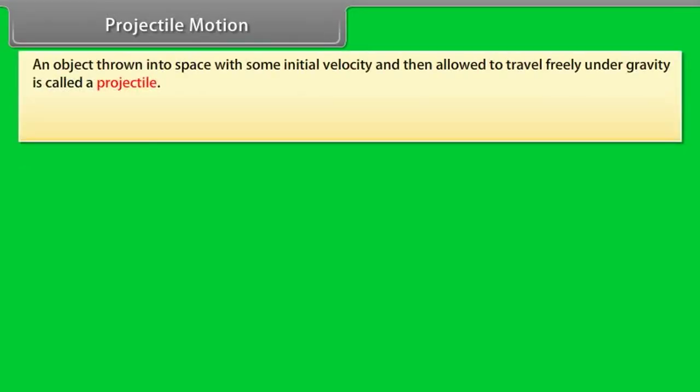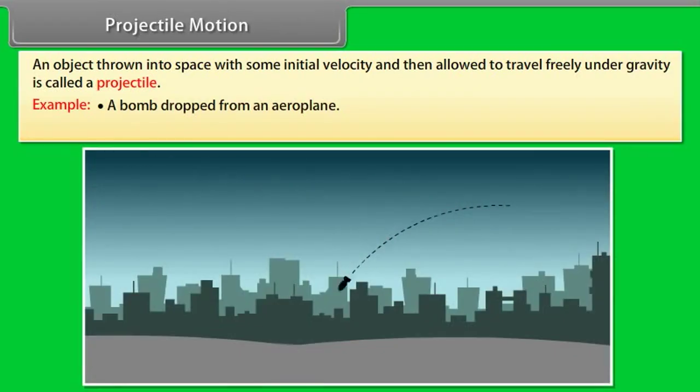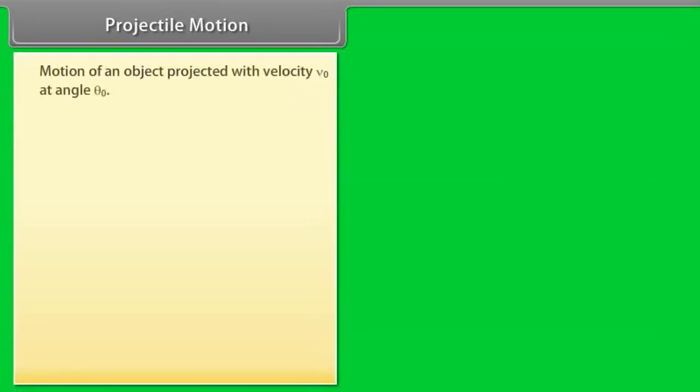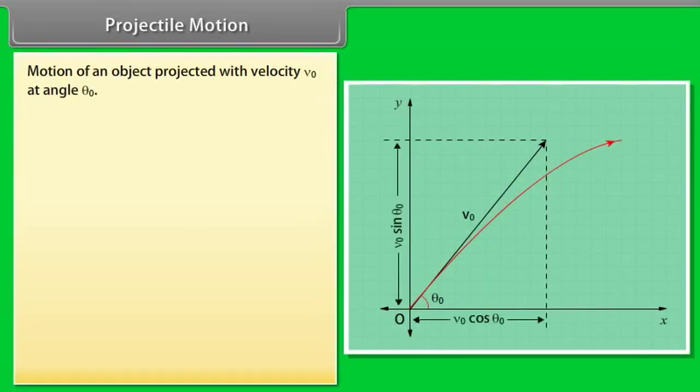Projectile motion. An object thrown into space with some initial velocity and then allowed to travel freely under gravity is called a projectile. For example, a bomb dropped from an aeroplane, or a cricket ball hit by a batsman. Motion of an object projected with velocity v naught and angle theta naught is shown in the figure. The path of a projectile is a parabola.